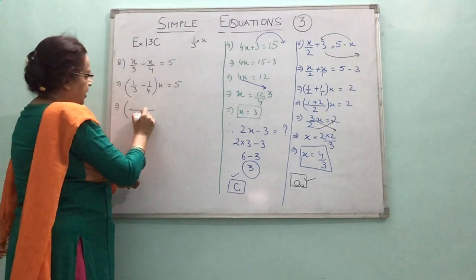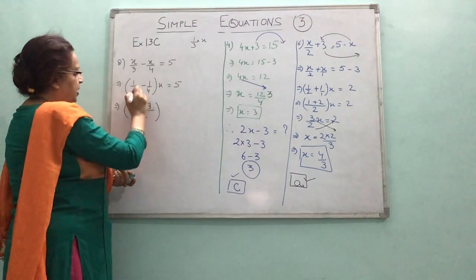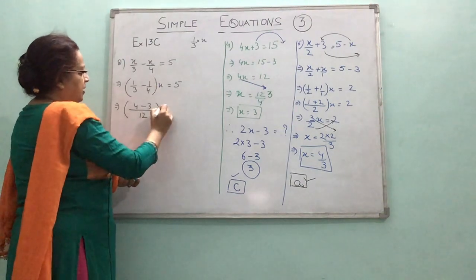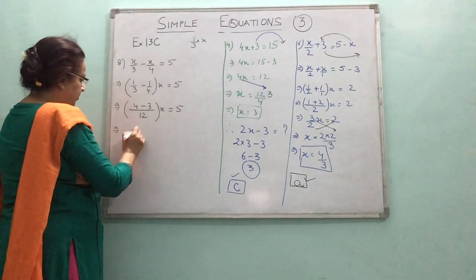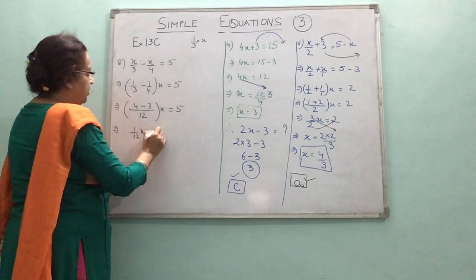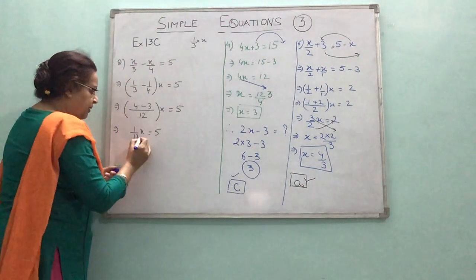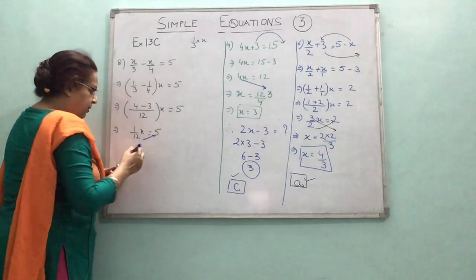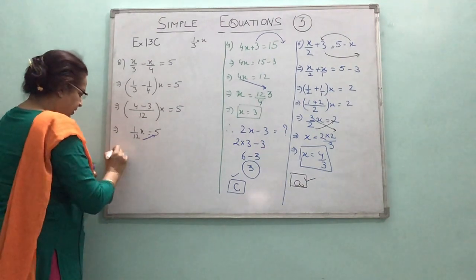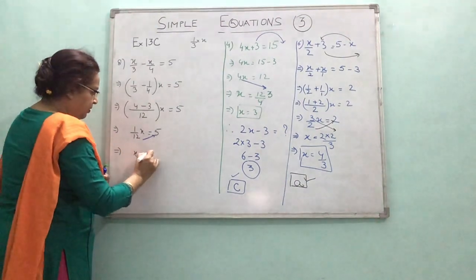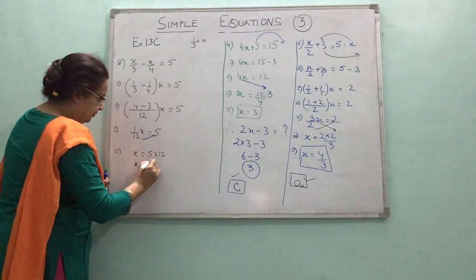Because taking the LCM like this would be easier for you children. So it would be 4 minus 3, because 3 goes 4 times and 4 goes 3 times. Fractions LCM everyone knows. So x by 12 is equal to 5. Now we have one transposition, cross multiplication. 12 should multiply. 1 we did not bother, 1 we don't write also. So what would it be? x is equal to 5 into 12. x is equal to 60.